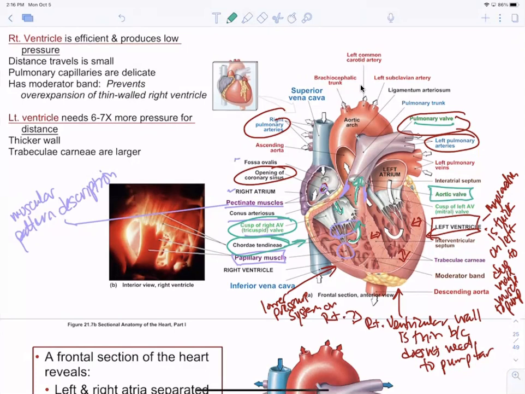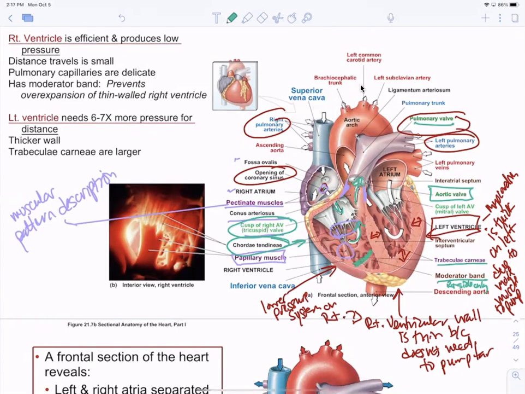Okay, moving on, moderator band. The moderator band is a band of muscle that goes across the right ventricle wall, and it's only found in the right side only. It helps moderate the lower pressure pumping blood out of the right ventricle versus the massively higher pressure out of the left ventricle. The left ventricle doesn't have a moderator band.